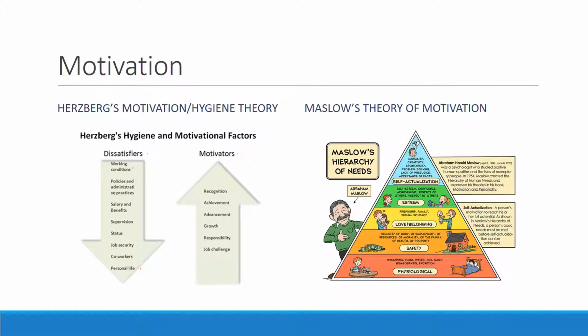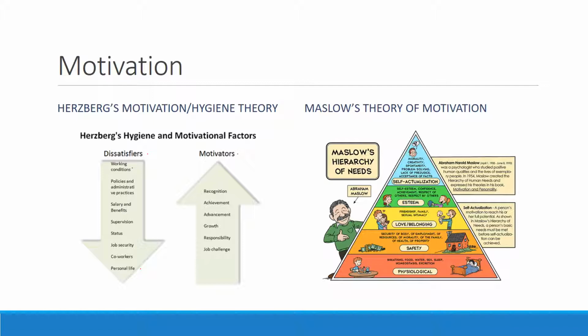Maslow is needs of the employee in order. Highlights those needs in order of importance from what he's decided.